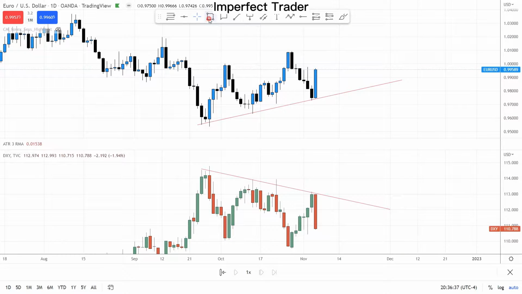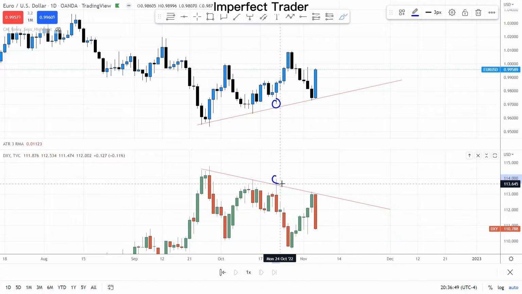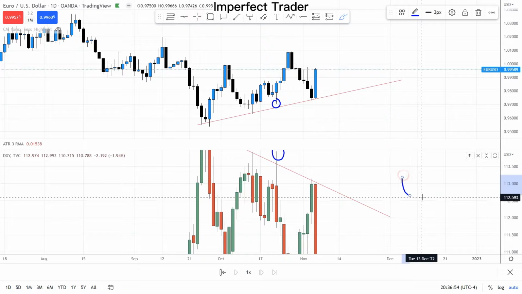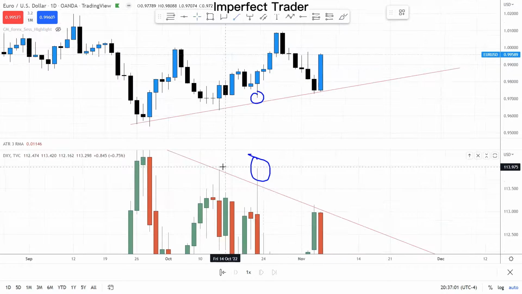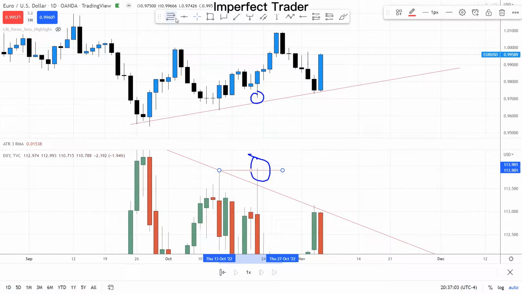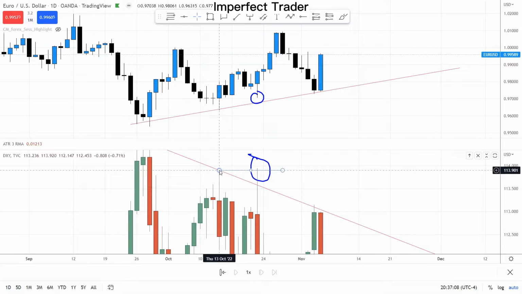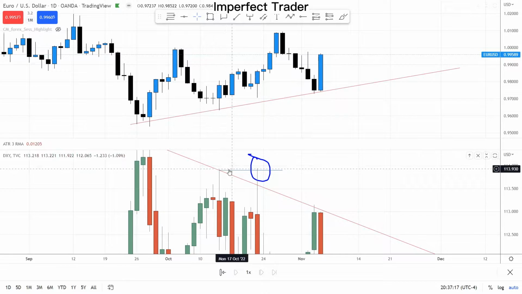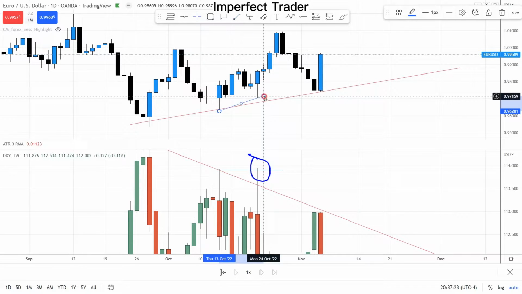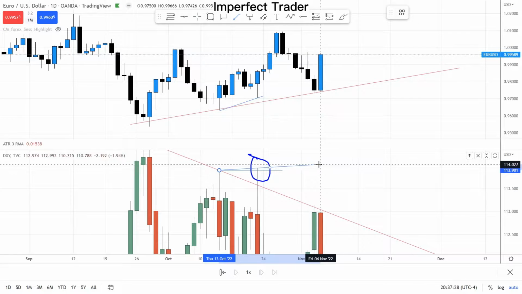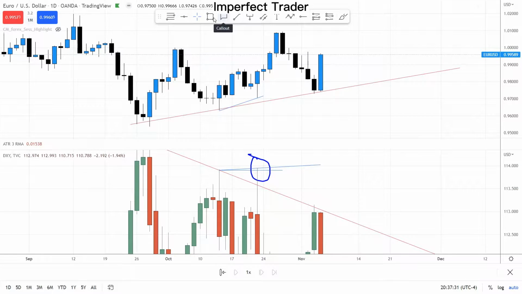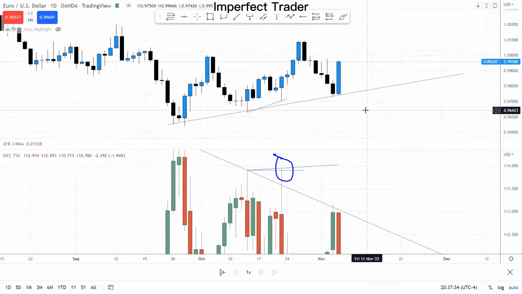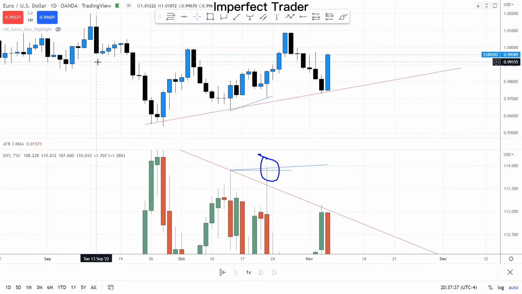And here's the interesting thing: this low right here, and this low right here. If I zoom into it, you can see that the DXY index has already broken this high right here. You see that the liquidity has been grabbed, but EU has not. EU's low is not really reaching this low.